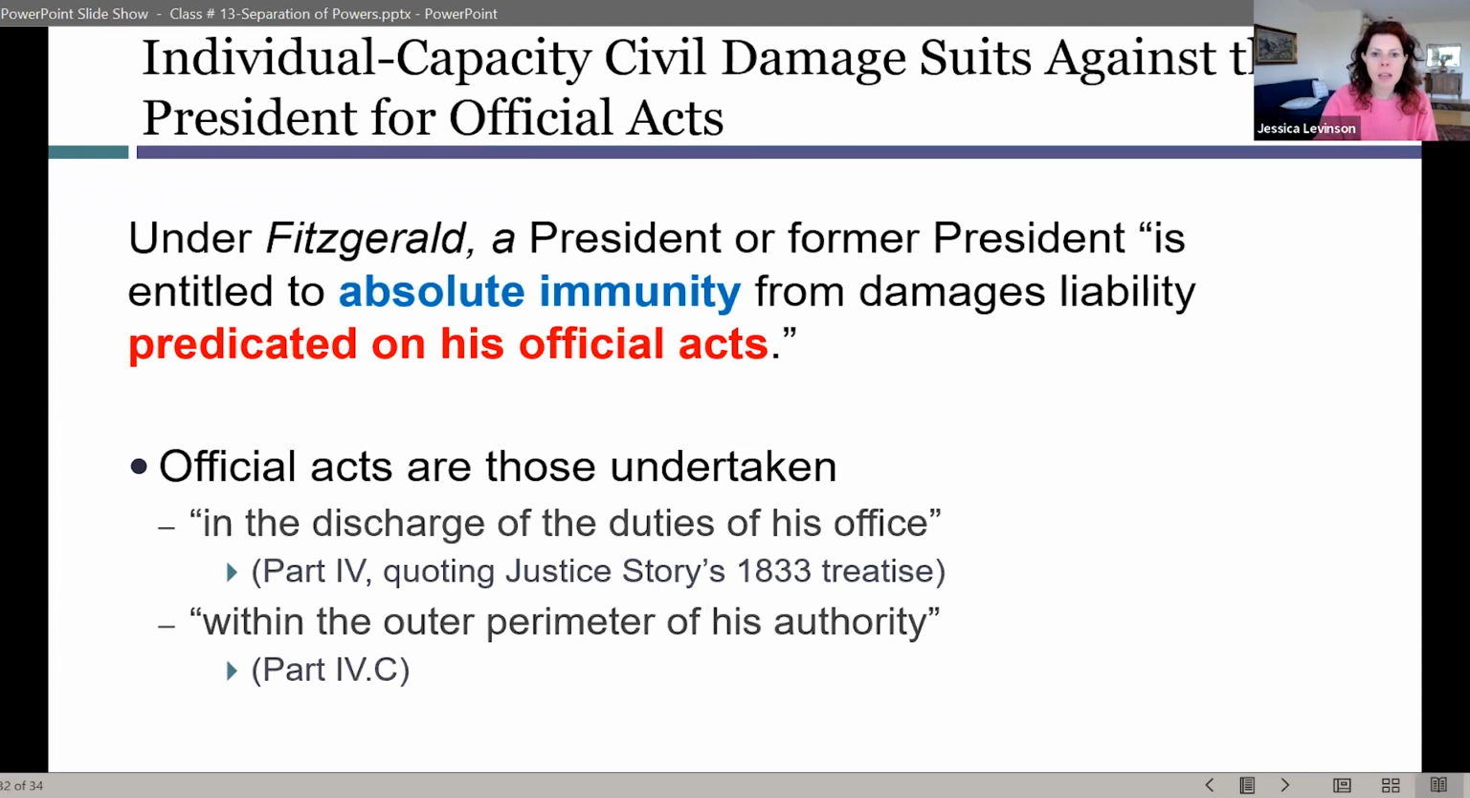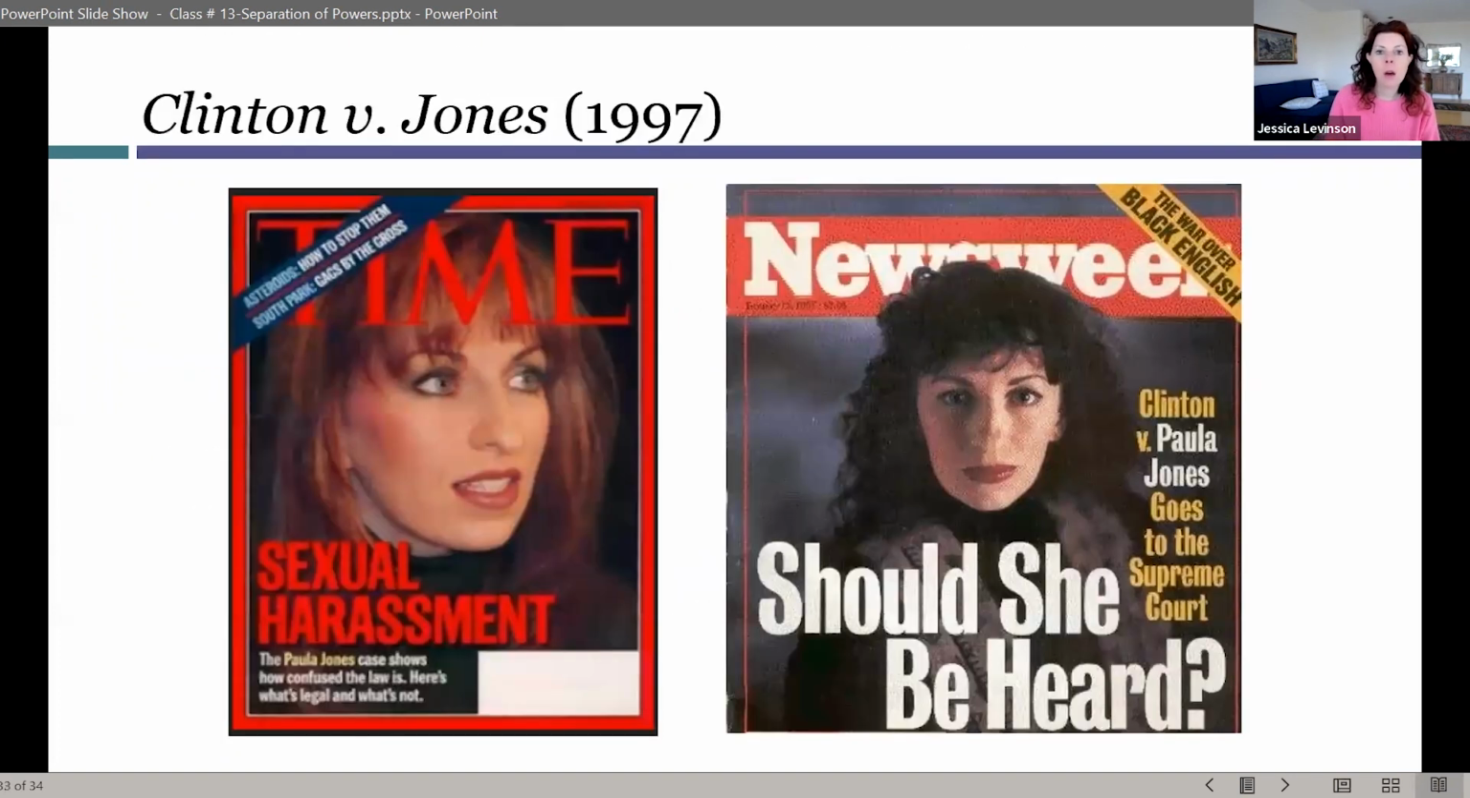So that, I think, brings us to the next case. Again, just looking at the slide, where are we? This just summarizes what we talked about. There's absolute immunity from damages, meaning in a civil case, based on the president being sued for his official acts. Okay, here we go, our last case.